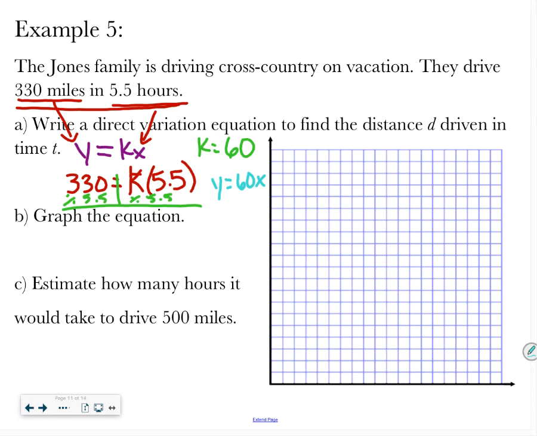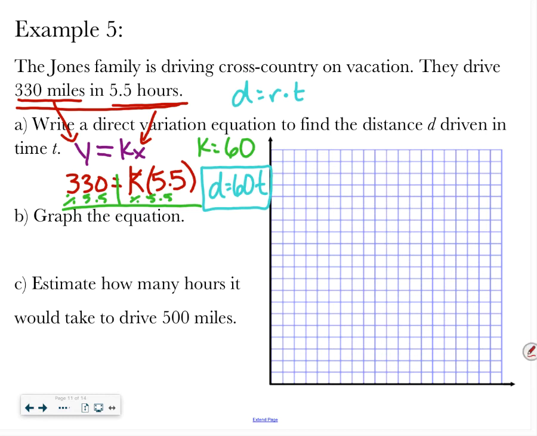Or since I'm talking about distance and time, remember the equation we learned in Chapter 2? We said distance equals rate times time. So instead of using y and x in this instance, I could use d equals 60t. And that could be my equation. But that's just using other variables, okay? It's not really changing the integrity of the problem.